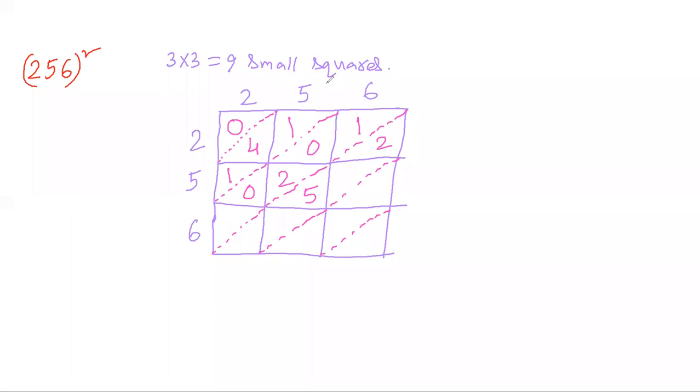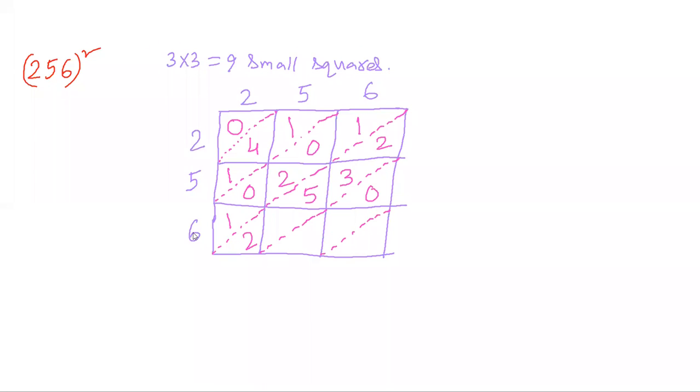Now we'll take this 5 and this 6. 5 into 6 is 30. That result we have to take in this place. So here 3, here 0. Now we'll take this 6. 6 into 2 is 12. That result we have to write in this place. So here 1, here 2.